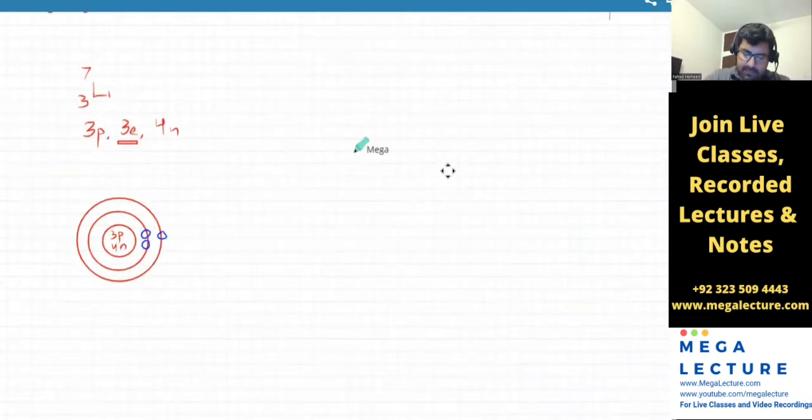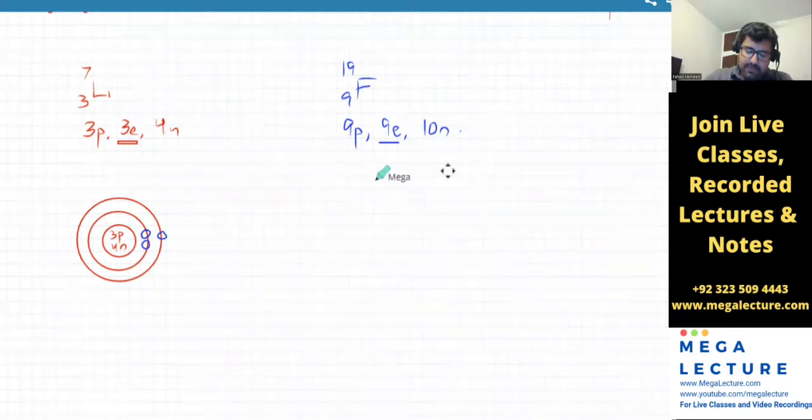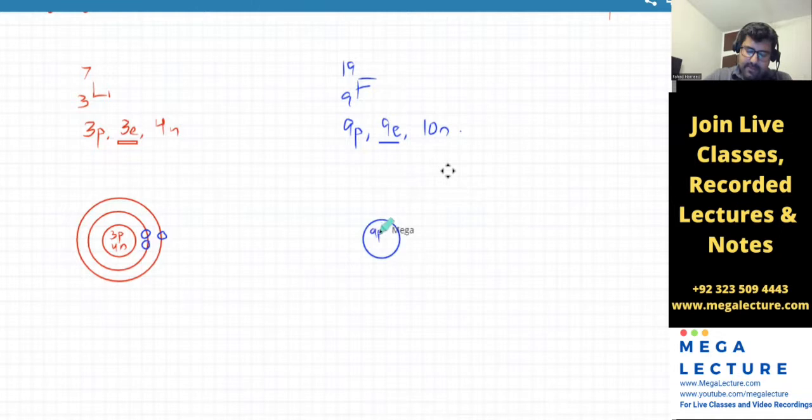So fluorine would be 9 and 19. So that means the smaller number is the number of protons, that's the number of electrons, and the difference is 10 neutrons, right? So I've got this, and the electronic configuration for 9 electrons is going to be 2 and 7, right? So the nucleus will have 9 protons, and it's going to have 10 neutrons.